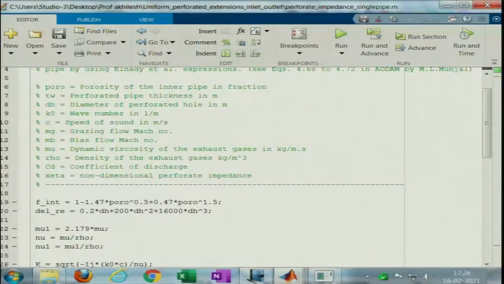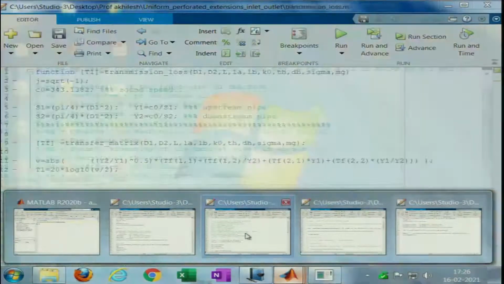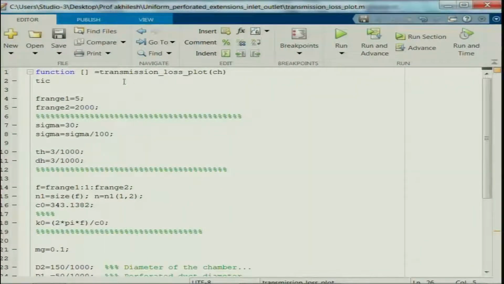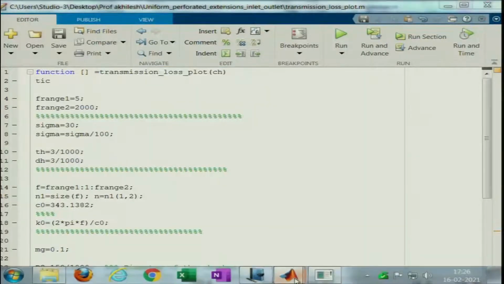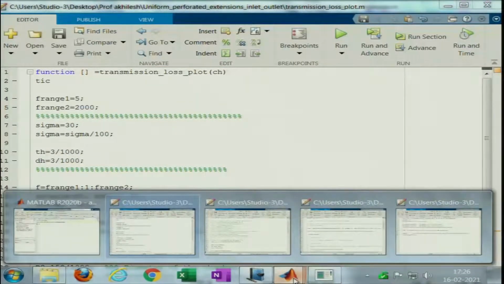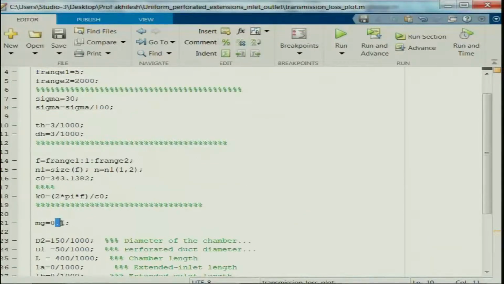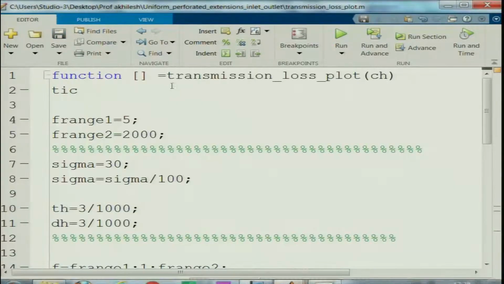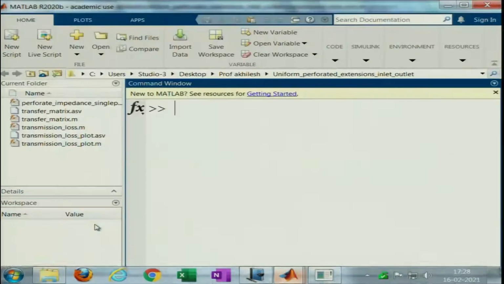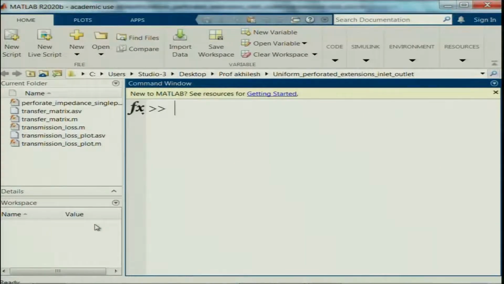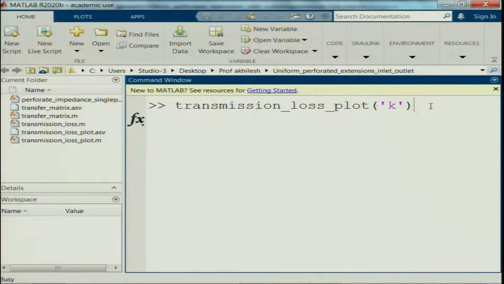Now, once we have these things, all we need to do is invoke this function. CH really means what color you would want to plot with. So, let us see what happens, and we can keep changing the value. I have set mean flow to 0.1, but we can put it to 0. Let us do some transmission loss parametric studies. We just click this function, and with the parameter set, let us plot with black color. It should get us the transmission loss.